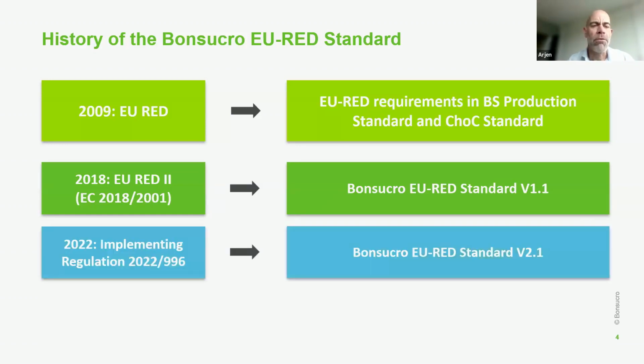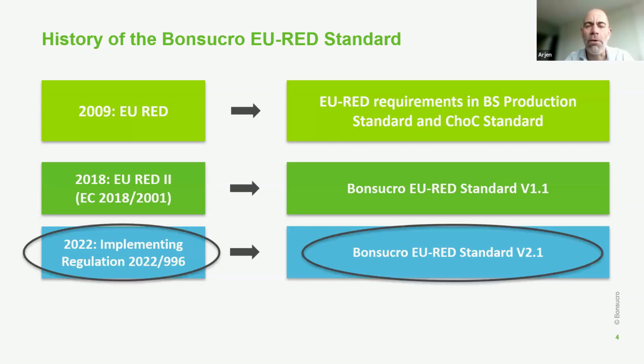More recently, in 2022, the European Commission published an implementing regulation, which is basically additional legislation to further specify the requirements which have been laid down in the EU Renewable Energy Directive in 2018. And voluntary certification schemes, such as Bonsucro EU-RED, then had to be amended to include the additional sustainability requirements from the implementing regulation in their scheme documentation. That's what Bonsucro did over the past year or so, and that process has led to a new version of the Bonsucro EU-RED Standard, which is version 2.1, which has meanwhile also been approved by the European Commission for use as a voluntary scheme.